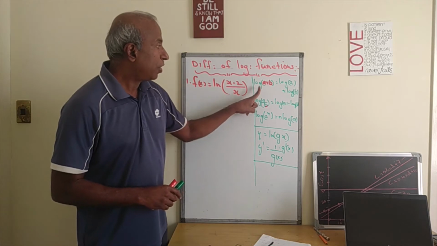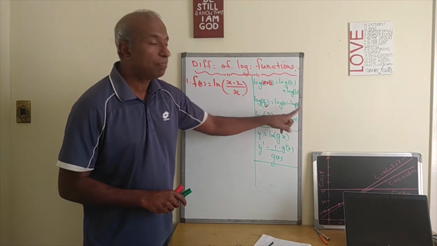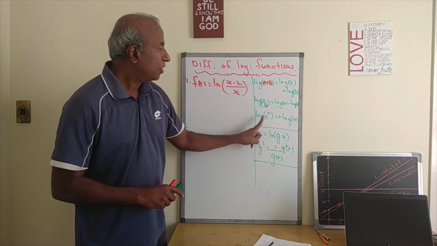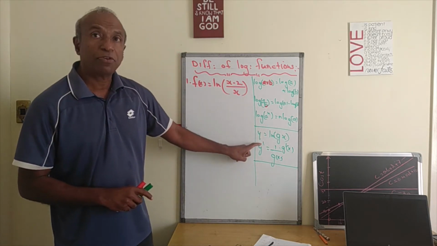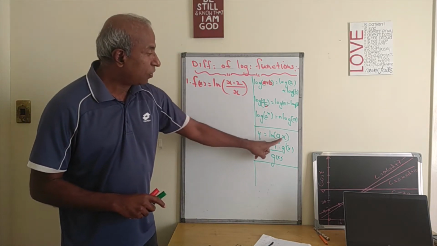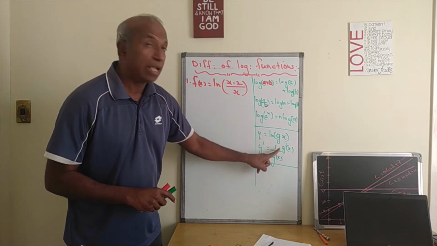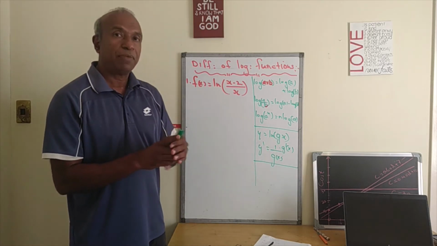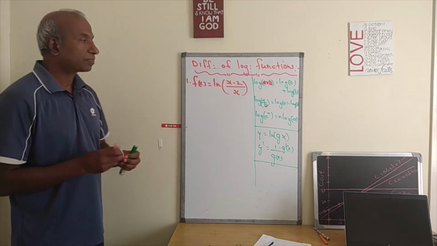Property number 1: log of a times b equals log a plus log b. Log of a divided by b is equal to log a minus log b. Log of a to the power n is equal to n log a. Now this is the formula for differentiation. Differentiating a log function, you will always get 1 over that function, times, using the chain rule, the derivative of that bracket, g dash x. Okay, that's our last lesson, and let's differentiate this one.